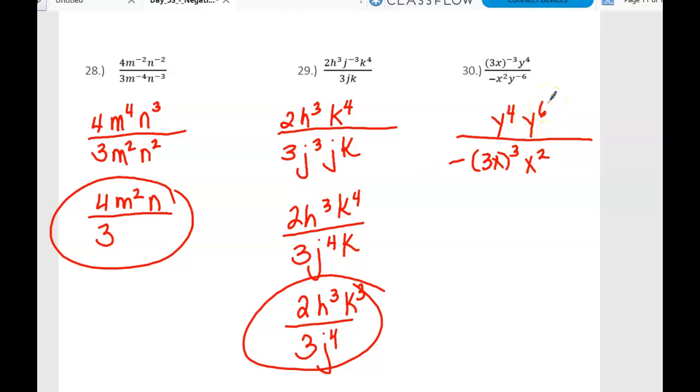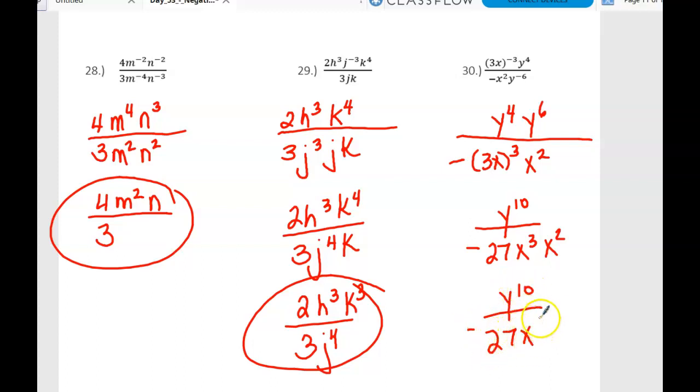All right, so now I multiply my y to the fourth times y to the sixth, I get y to the 10th. And then down below, I've got a negative, and my 3 cubed is going to be 27. My x is going to be cubed, and then my x is going to be squared. Okay, in my final step, I'm just going to multiply. I've got y to the 10th in the numerator, negative 27, x is going to be to the 5th because I just add the two together. And there's our answer there.